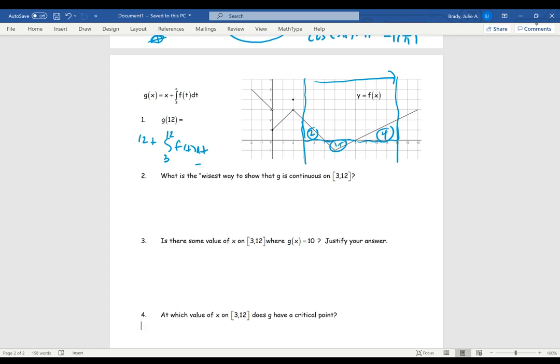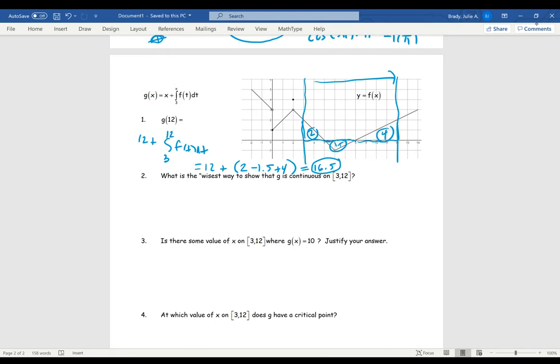So this is 12 plus, and the integral would be you're accumulating going forward. So you would add 2, you would subtract 1.5, you would add 4. I'm assuming that when you're uploading your answers, you don't have to simplify your arithmetic, but if you wanted to, I think that's 16.5.